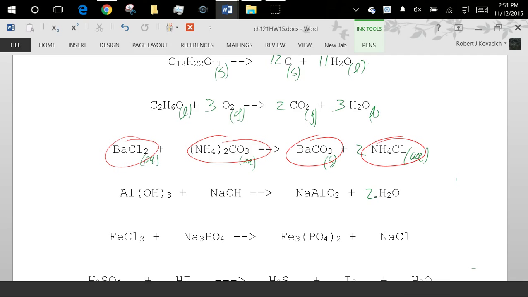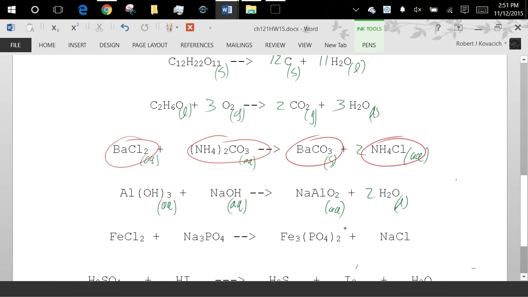States? Solid for the first, for the same reason that we had the last one be aqueous and aqueous. Because otherwise, you're right, they would both be solids and then they wouldn't be able to react with each other. And a liquid for the water, and then what do we have here? It's aqueous, you are correct.